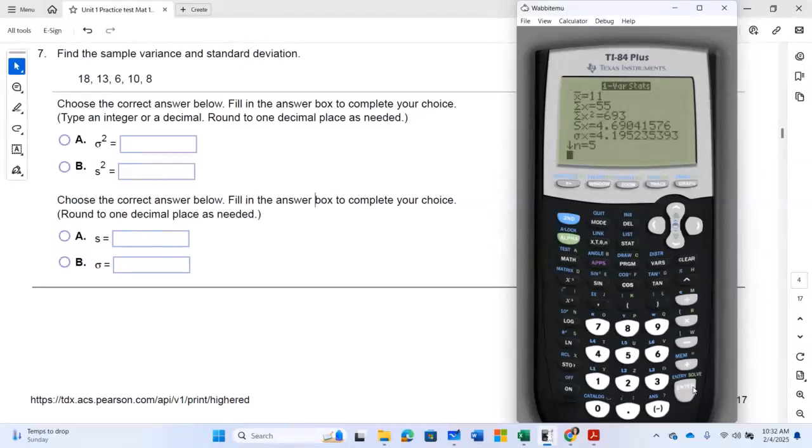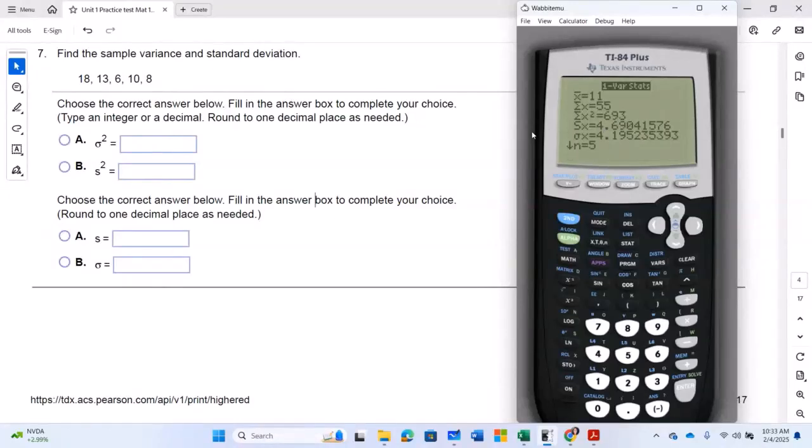When I calculate the one variable stats, the question is to find the sample standard deviation. The sample standard deviation is S sub X, this one. The population standard deviation is sigma X. So the sample standard deviation is approximately 4.7, because I'm told to round my answer to 1 decimal point.